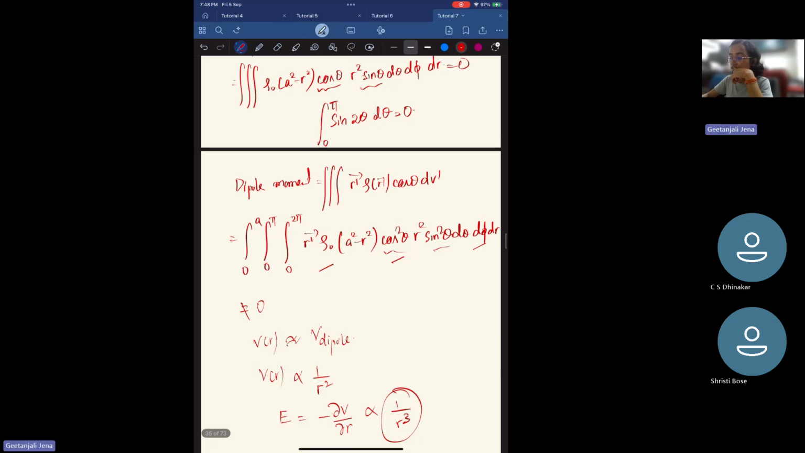So sin square theta, it's in the dv term, right? Sorry, it's sin theta, right? Sorry, there was a typo here. It's r squared sin theta d theta d phi dr.